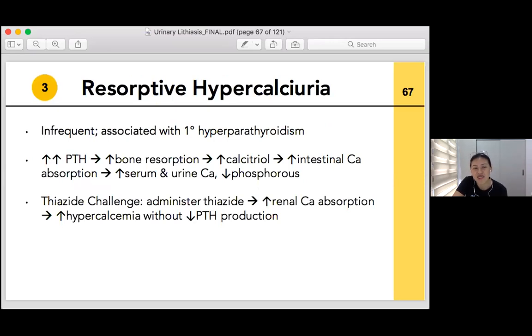Resorptive hypercalciuria is an infrequent abnormality and is most commonly associated with primary hyperparathyroidism. When there is excessive parathyroid hormone, as is the case with parathyroid adenoma, this leads to increased bone resorption. And this increases the renal synthesis of calcitriol, which enhances the intestinal calcium absorption and thereby leads to increased serum and urine calcium, as well as decreased phosphorus levels.